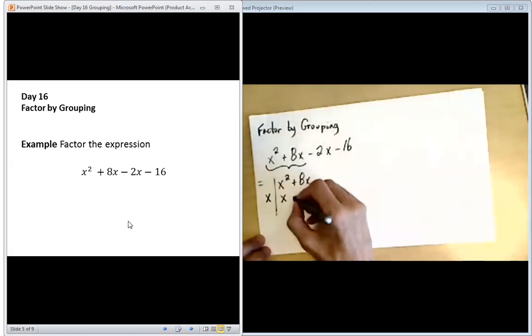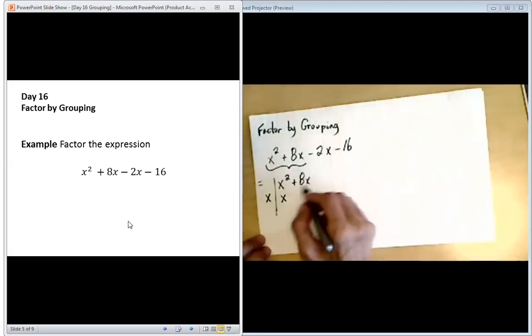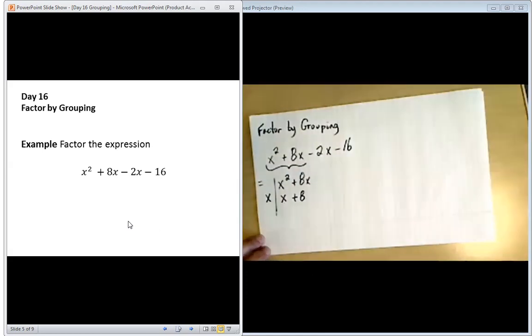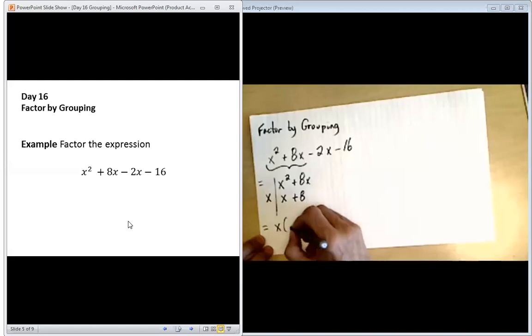X squared divided by x gives you x. 8x divided by x gives you plus 8. Okay, so that'll be useful. In fact, what we can do, just because we're working like this, we'll take it all the way down to this step here. X times x plus 8, like that.